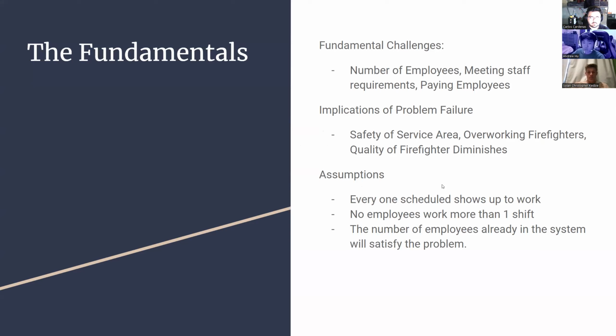The fundamental challenge that Big Town faces is the allocation of firefighters in the least costly way, but also making sure that the requirements are met. The assumptions that we made are that firefighters are not sick, everyone will show up to work, no employees will work more than one shift, firefighters are willing to work night shifts for more compensation and benefits, and the number of employees in the system will satisfy the problem.